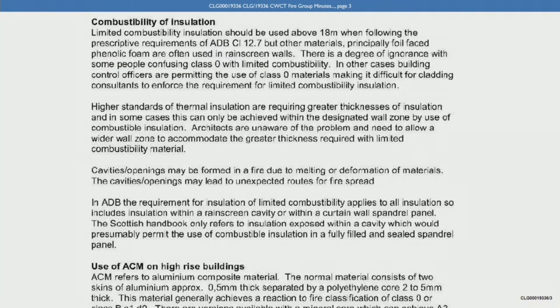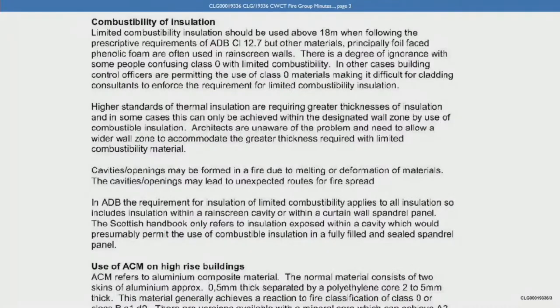Now, first, within the industry, did you know that there was, as you said here, a degree of ignorance with some people confusing class naught with limited combustibility? No, I didn't. Were you aware at the time, July 2014, that building control officers were permitting the use of class naught products composed of combustible materials in high-rise buildings? No, I would not have known that. Right. Would it have come as a surprise to you to discover either of or both of those facts? Yes. But you say Sarah Colwell didn't pass that back to you? Not that I'm aware of, no.